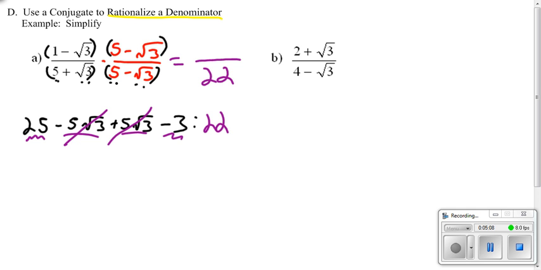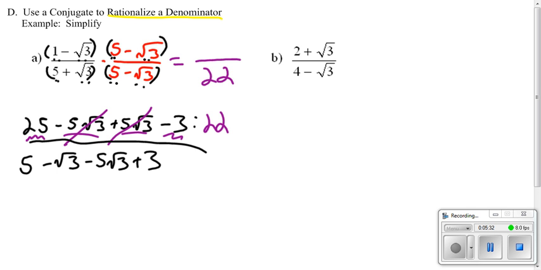Now looking at our numerator, when we want to FOIL that out, 1 times 5 is 5. 1 times negative square root of 3 is negative square root of 3. Negative square root of 3 times 5 is negative 5 square roots of 3. And negative square root of 3 times negative square root of 3 becomes a positive 3.